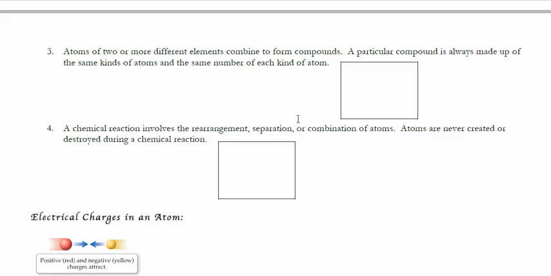And the last thing that Dalton stated was that a chemical reaction involves the rearrangement, separation, or combination of atoms. He noted that atoms are never created or destroyed during a chemical reaction, and we're actually going to look at this in detail when we get to our chemical reaction section of this class. But the main thing for you to know is that whenever a chemical reaction occurs, you're not losing atoms. Instead, they're simply rearranging, separating from one another, and combining with other ones in order to form new compounds.